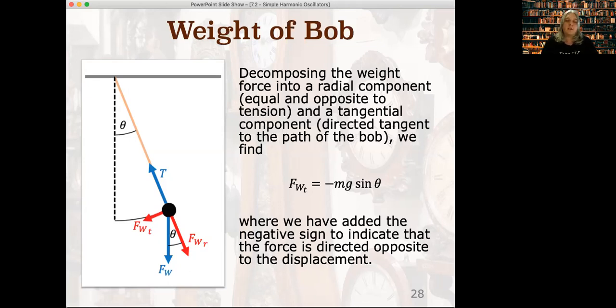We've put the negative in there just to indicate the force is opposite to the displacement. So if we define where that pendulum bob is positioned as being positive, then the force is negative because it's pulling it back towards 0. So the negative is in there because it's a restoring force, as we saw with spring constants.